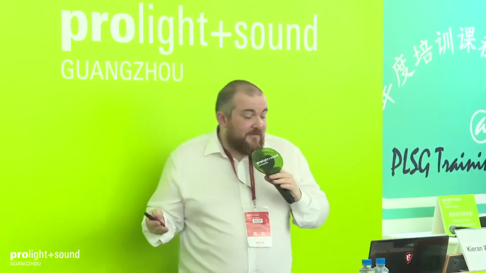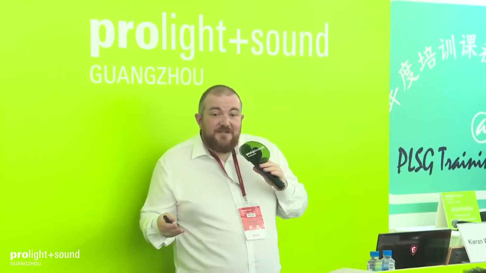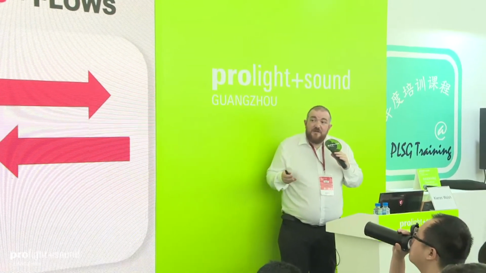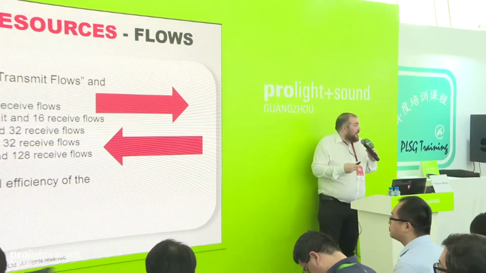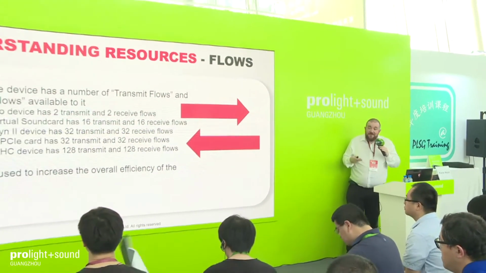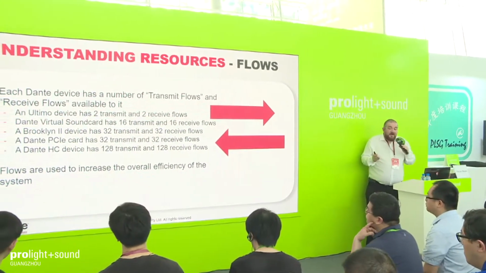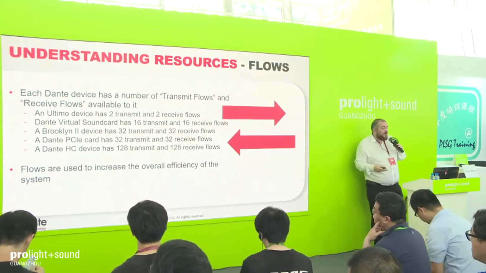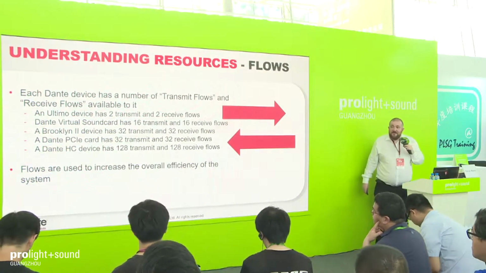So this is a breakdown. For example, an Ultimo device can do 2 flows. The virtual sound card could do up to 16 flows. A Brooklyn 2 device will be able to do up to 32 flows. The high channel count devices that are coming out now can do up to 128 flows.